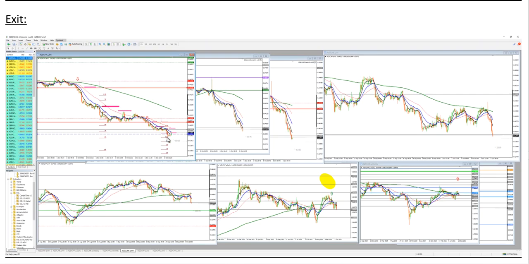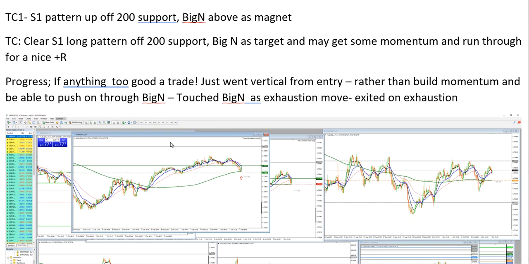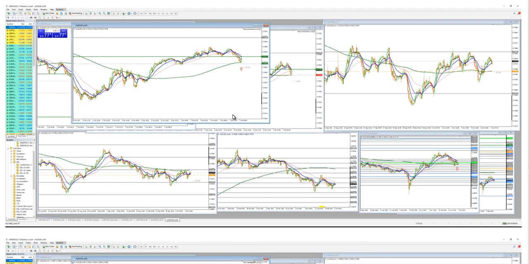Okay, he was trailing the stop very tight, and reaping another nice winner, right? A pyramid trade of 2 positions. S1 long, 5 minute. So that's a below average TC S1 pattern, right? Well, let's see if there's more to it.